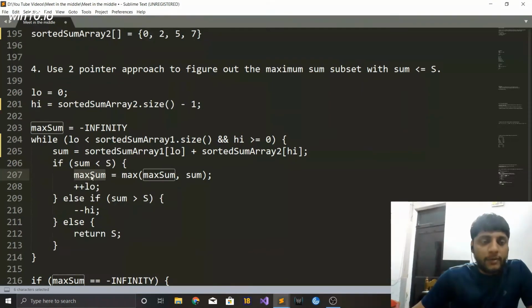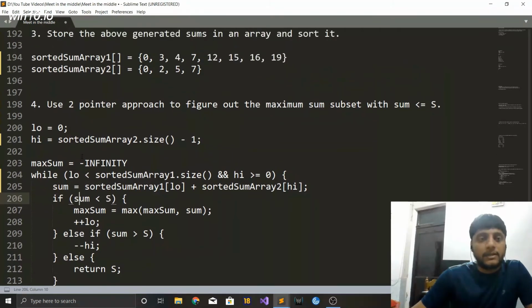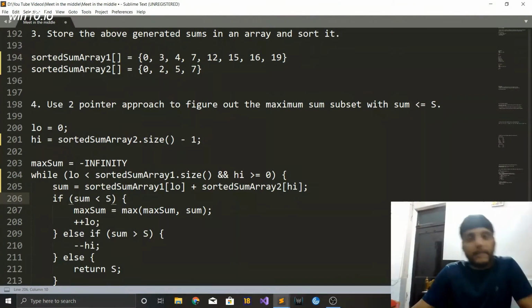So what I am doing is I am storing the maximum of max sum and the sum which we have received in this max sum, and then I am incrementing the low pointer. Why I am incrementing the low pointer is because I have got a sum which is less than s. My target is to find the maximum sum less than equal to s. So I should try to increase the sum, and I can increase the sum by incrementing the low pointer, going to the right hand side in the sorted sum array, because that's where all the big numbers are.